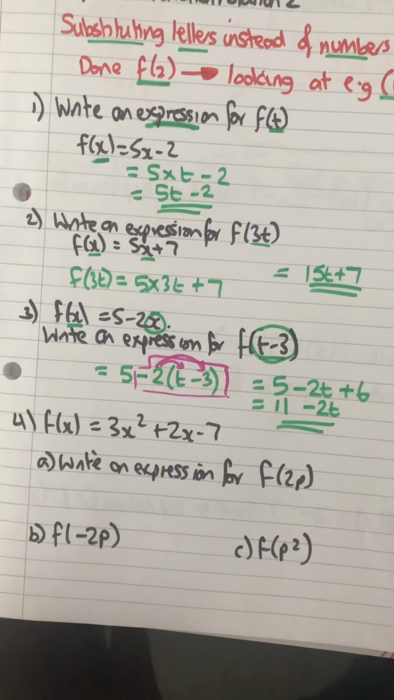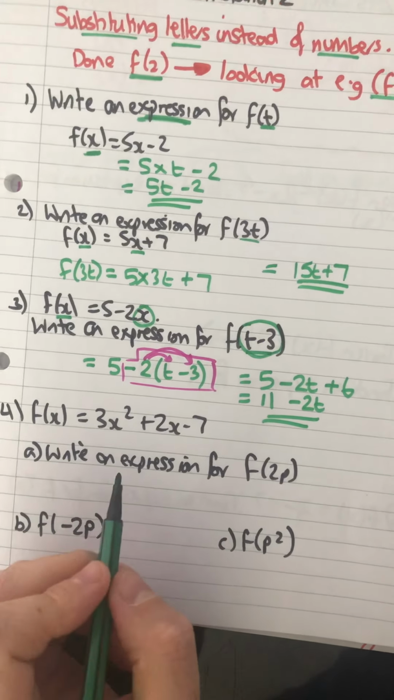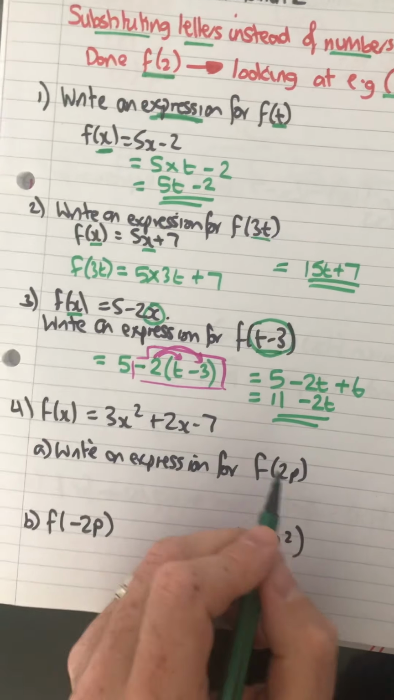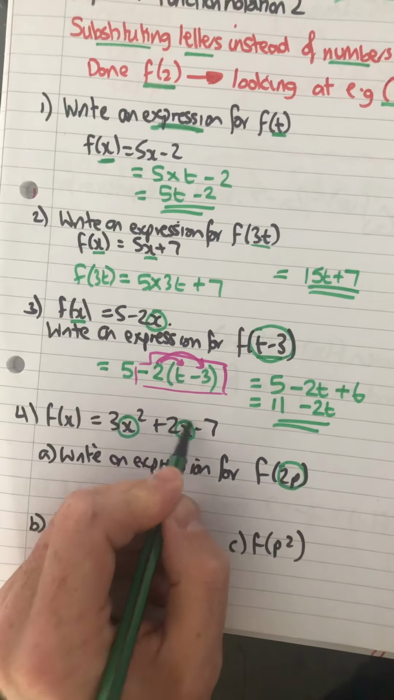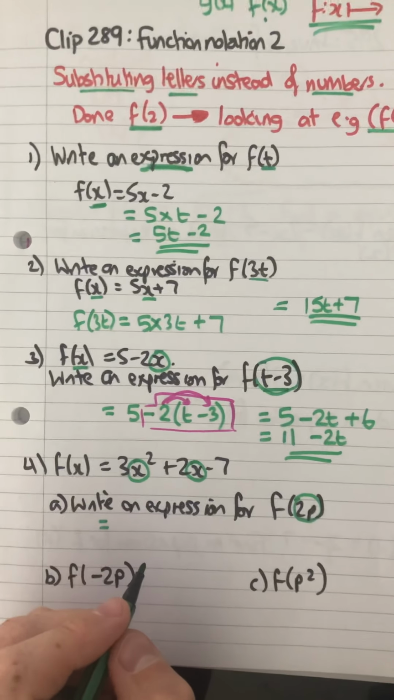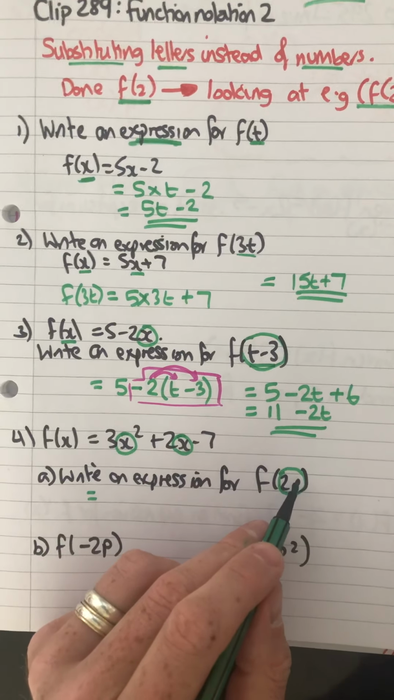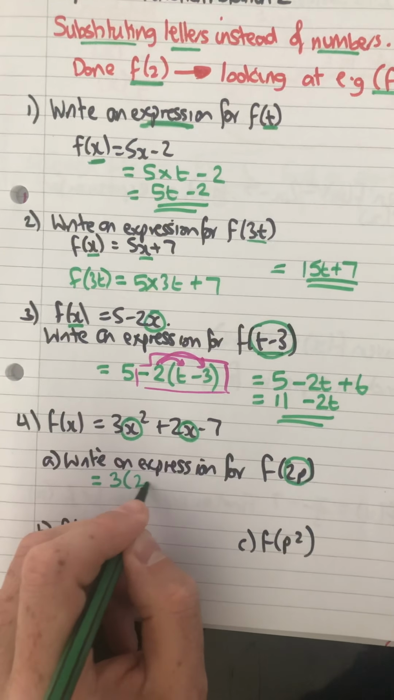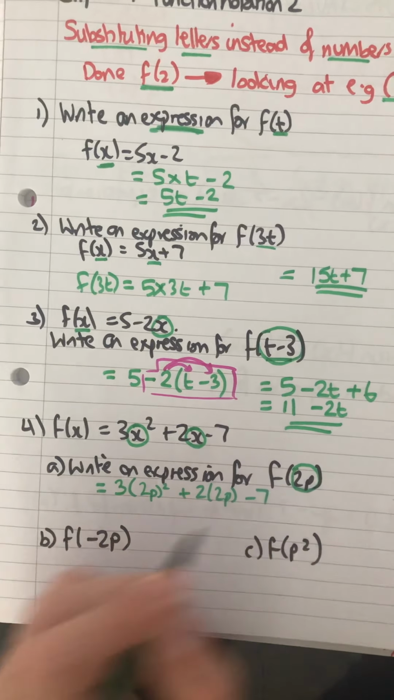Number 4. This just gets more tricky with powers in it. So you've got f of x is equal to this. Write an expression for f of 2p. Again, I'm just substituting 2p into where the x is, but be careful, here there's two lots of the same thing. This is a typical style of GCSE question that may be around about halfway in a higher paper. So I've got to substitute in 2p for where the x is. So write it all out: 3 times 2p squared plus 2 times 2p minus 7.